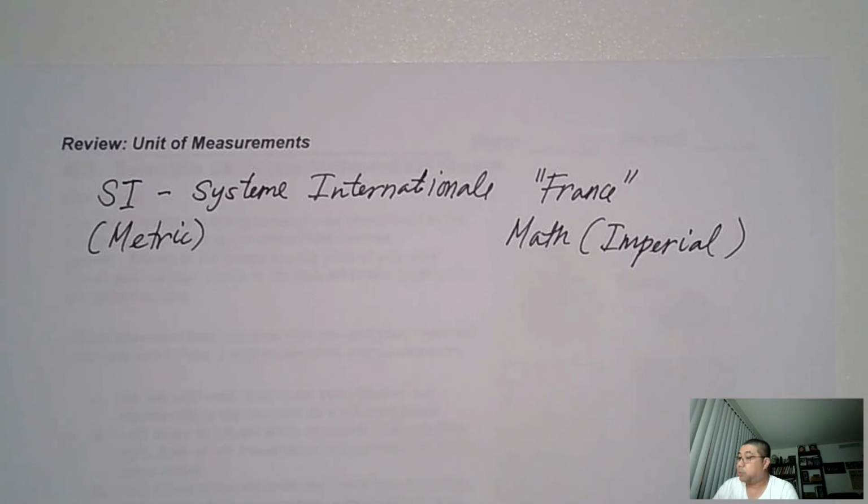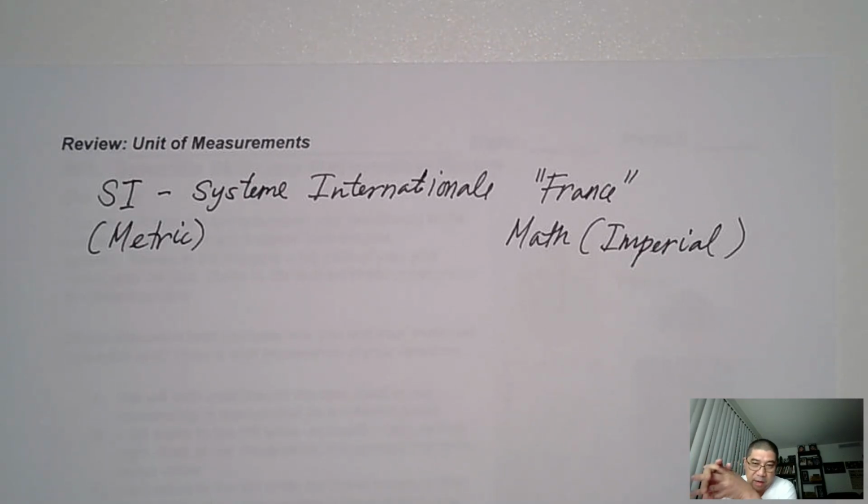Now, it's so sad to say that the United States is one of the very few countries that still uses the imperial system. That's why you still learn it in mathematics. If you go on the street, it is called miles per hour instead of kilometers per hour.